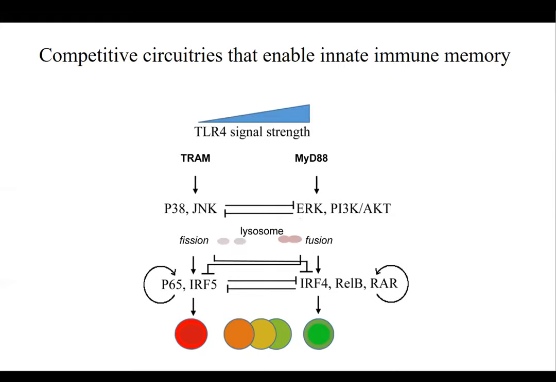Just to summarize, we believe that there are mutually competitive circuitries happening within the cell at multiple levels: at the adapter levels, at the signaling levels, at subcellular organelle levels, and even in the nucleus at the transcription factor levels. We can see these mutually suppressive, mutually competitive circuitries across different levels. And then we can sense the different signal strengths of TLR4 agonists. As a consequence, the cells can be trained and programmed into a diverse repertoire of activation states that permeate our bodies, so that they can respond to unique challenges.